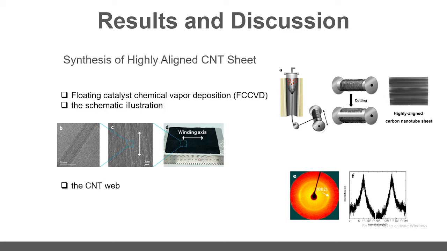thermogravimetric analysis (TGA). There is a high degree of alignment in the widening direction of the CNT web, which is described in Figure 1C and 1D, corresponding to heightened electrical properties.